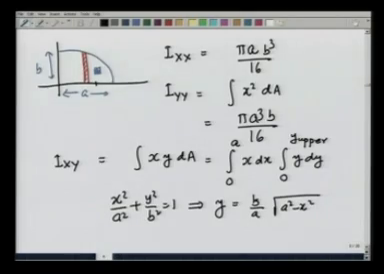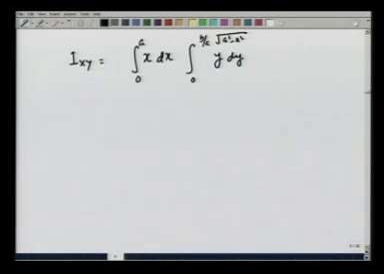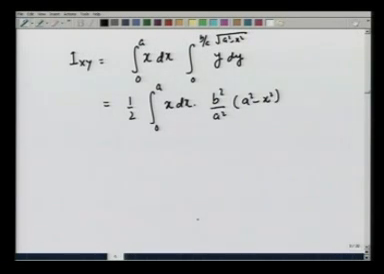And therefore, I_xy for this is going to be the integral of x dx from 0 to a, times the integral from 0 to (b/a)√(a² − x²) of y dy, which is nothing but 1/2 times the integral from 0 to a of x dx (b²/a²)(a² − x²). This is a standard integral. So, this gives me the answer a²b²/8.